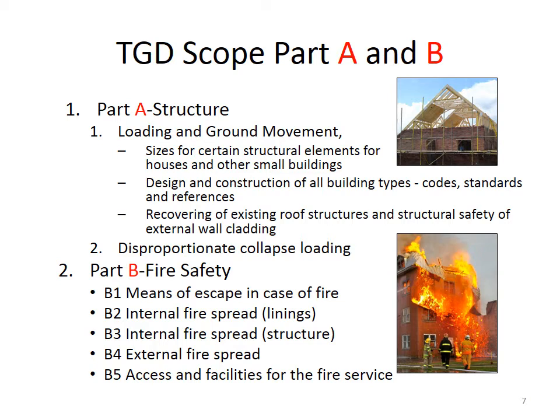different sections of the building. B4 is external fire spread, so how to prevent external fire spread on the outside of the building. Number 5 then covers access and facilities for the fire services, so fire escapes, hoses, water supply, access for fire brigades and stuff like that, and emergency services into buildings.